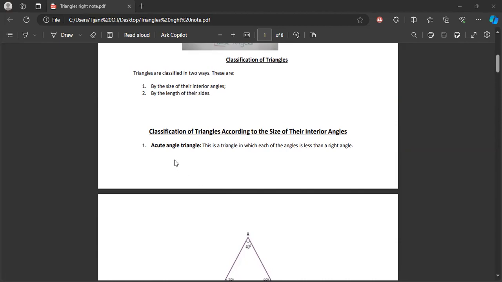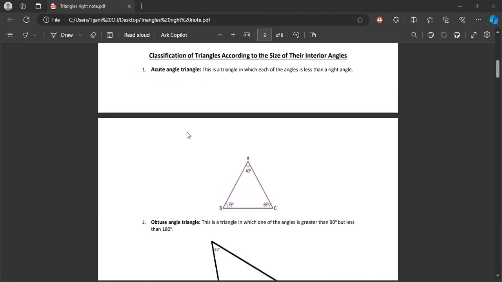So the first one we have is acute angle triangle. When we talk about acute angle triangle, it is a triangle in which each of the angles is less than 90 degrees. So each angle in that triangle is less than 90 degrees. If you look at this triangle here, this triangle is an acute angle triangle in which the value of each angle is less than 90 degrees or right angle. So this angle is 40 degrees, this is 75, and this is 65 degrees. Each of these angles is less than a right angle, or less than 90. So therefore, this triangle is an acute angle triangle.